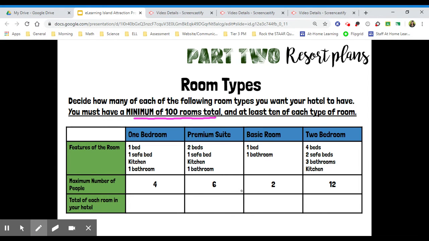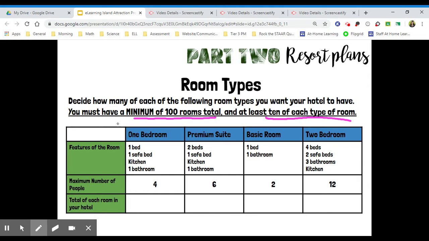So this has to total up to 100 down here, which we'll take a look at in a sec. And then you need at least 10 of each type of room. But you can have more than 10, that's just the minimum. And some of them you're going to have more than 10 because you have to have a total of at least 100 rooms. So here are your choices for rooms.